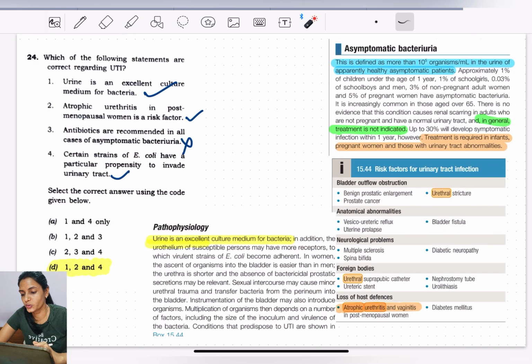Now they are talking about which UTI statements are true. If we talk about asymptomatic bacteriuria, we call it asymptomatic when we have more than 10 to the power 5 organisms per ml in the urine of an apparently healthy asymptomatic patient. So in general treatment is not needed for asymptomatic. Treatment is required in infants, pregnant women and those who have urinary tract abnormalities. Next, urine is an excellent culture medium for bacteria, that's true. So statements 1, 2 and 4 are true in this case. Third is wrong because they are saying that antibiotics are recommended in all cases of asymptomatic bacteriuria, that's wrong.